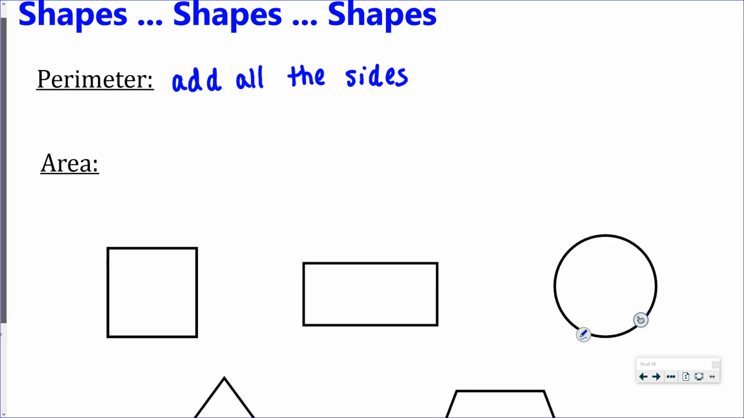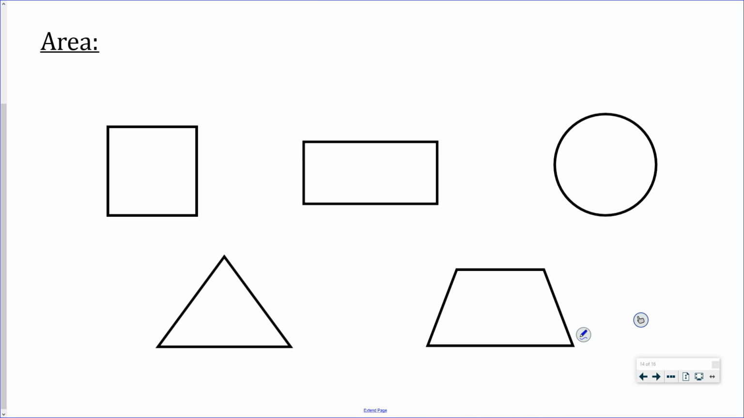All right, now area depends on the shape. So let's just put in our notes our different area formulas. First, we have a square. What do we know about squares? All sides are the same. So let's say their side length is x. What would the area of that square be? x squared. X times x, right? X squared. Good.